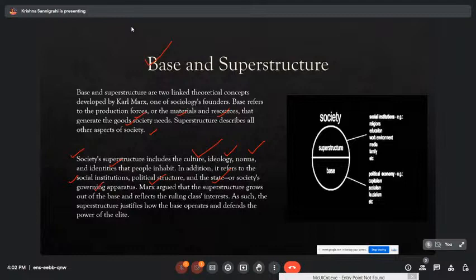So Marx argued that the superstructure grows out of the base and reflects the ruling class's interests. The superstructure includes culture, ideology, norms, and the identities that people inhabit. So what happens? It grows, or has its roots, out of what? The base, and reflects what? The ruling class's interests. So whose interests does the base reflect? It reflects the ruling class's interests, and this base then affects the superstructure, which is based on the base.